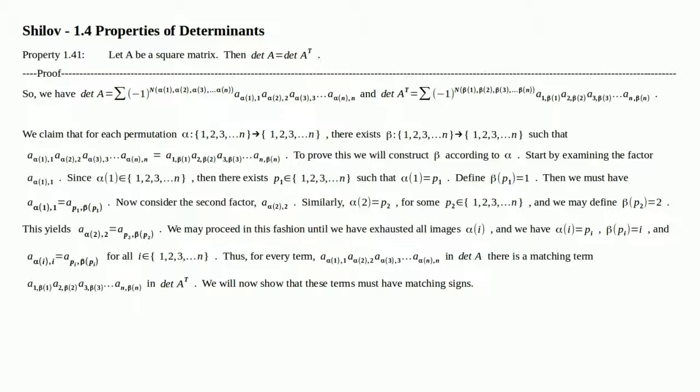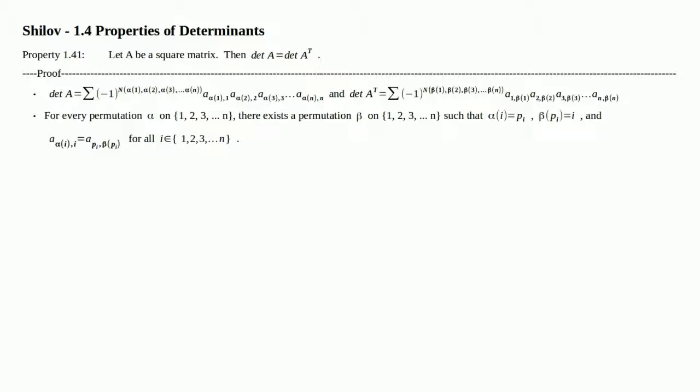Okay, so we will now show that these terms must have matching signs. In other words, they're the same. First, let's collect a couple of points that are important here that we've already established. First is that the determinant of A is that nasty sum, and the determinant of A transpose is that other nasty sum. If that wasn't clear, let's just get that out in the open air right now.